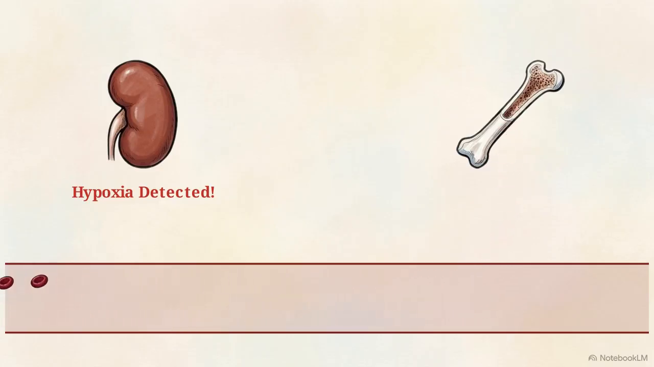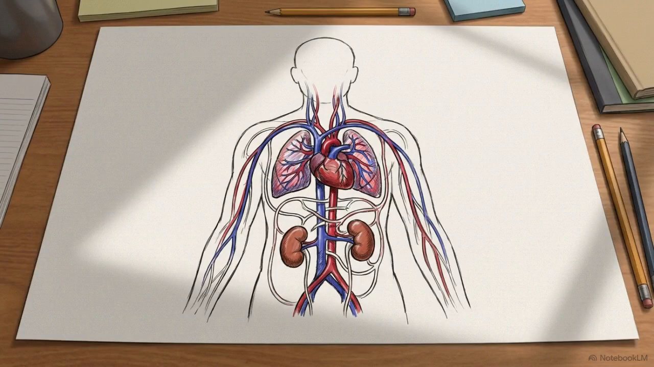By dictating blood pressure, hydration, and oxygen capacity, the excretory system functions as the primary architect of our internal environment.